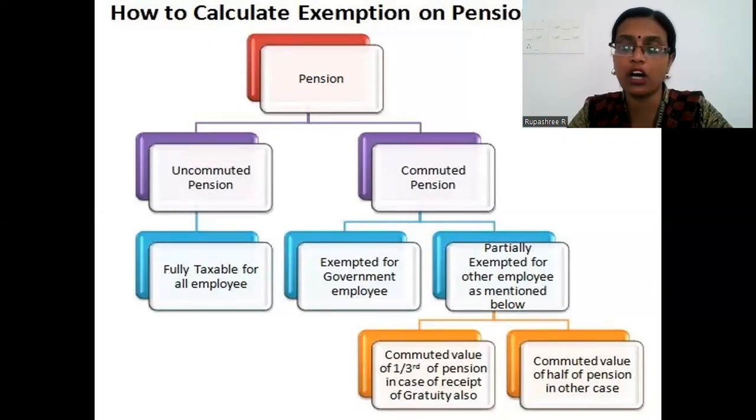Whereas if you are a non-government employee, then again there are two categories of commuted pension, depending on whether you are receiving gratuity or not. If you are receiving gratuity, the amount of commuted pension that is taxable will be 1/3 of the pension. If you are not receiving gratuity and you are a non-government employee, then the amount of commuted pension that is taxed will be 1/2 of the pension that you are receiving.